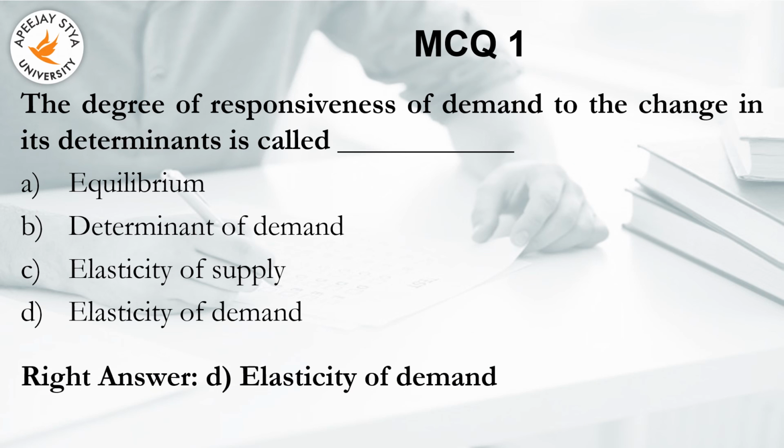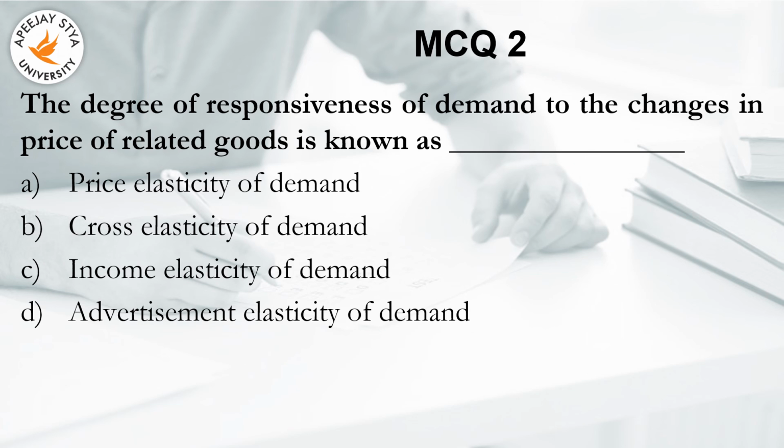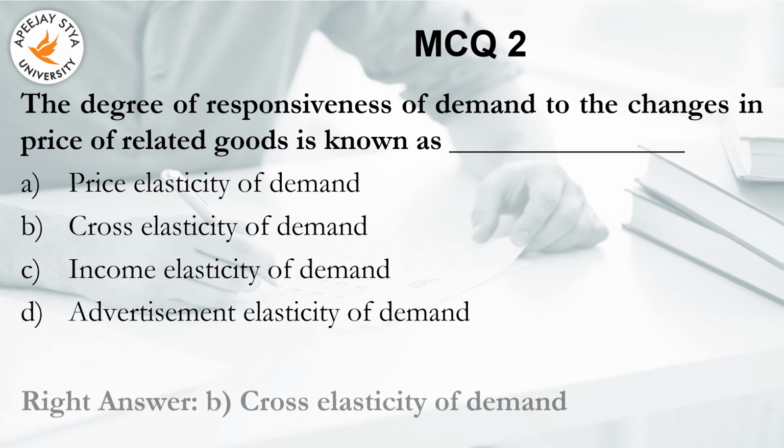Elasticity of demand. The degree of responsiveness of demand to the changes in price of related goods is known as A. Price elasticity of demand, B. Cross elasticity of demand, C. Income elasticity of demand, D. Advertisement elasticity of demand. And the right answer is B.